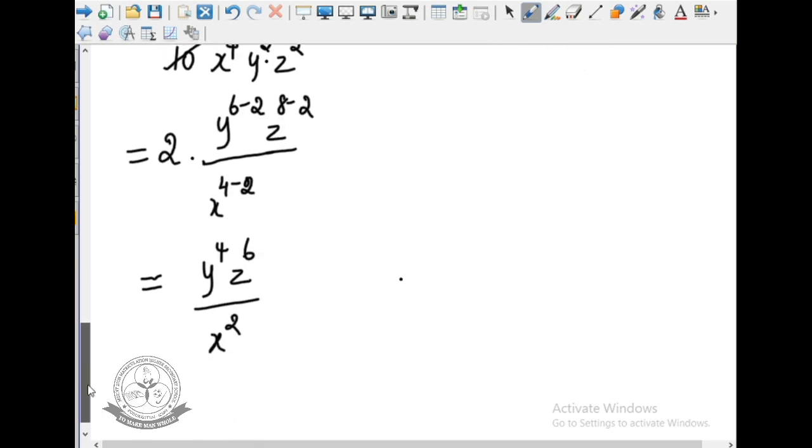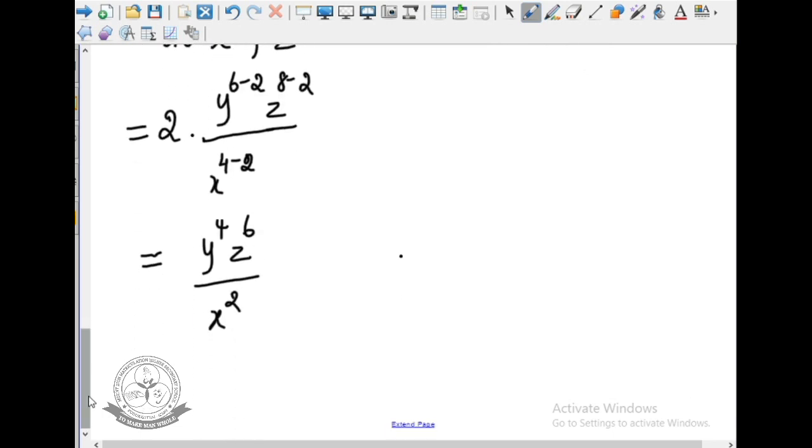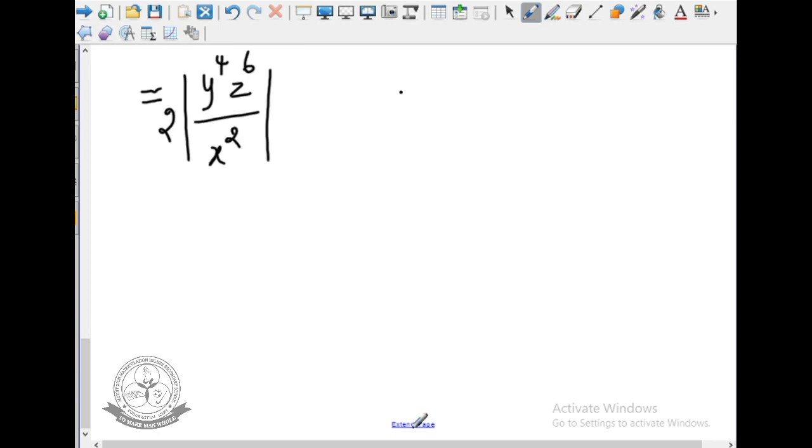How can you write the final answer? The numbers alone you can take outside. The variables you should put in modulus, because the numbers are only positive, whereas the variables can be plus and minus. So you should write the numbers alone, and write the variables in the modulus value, right.